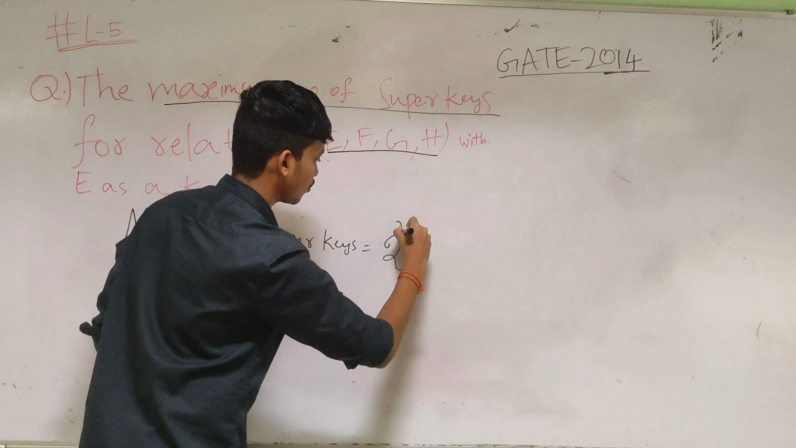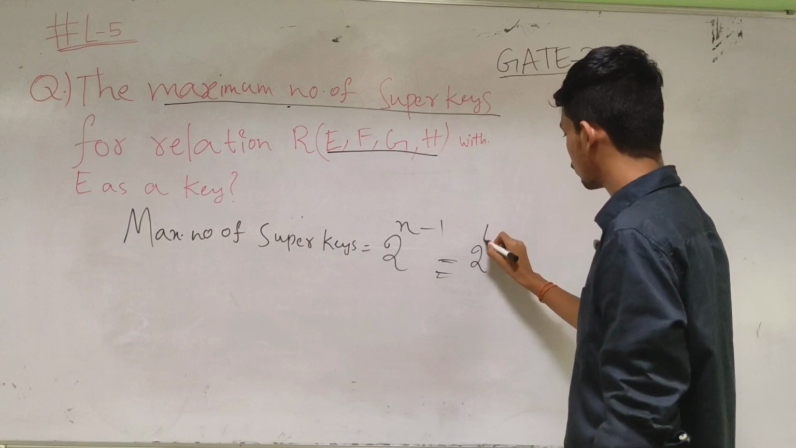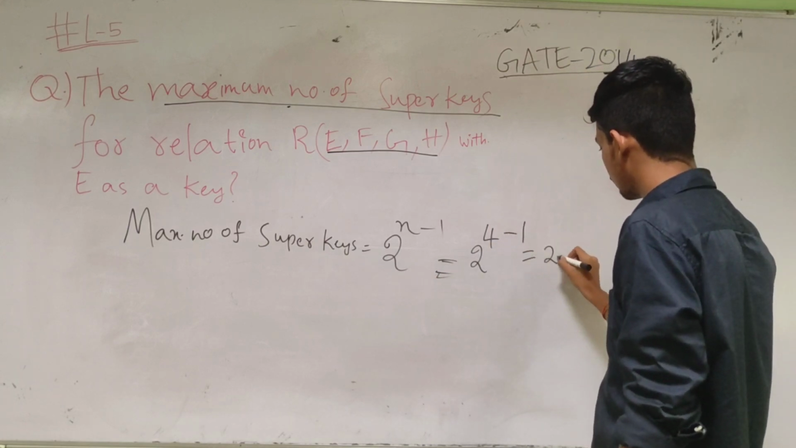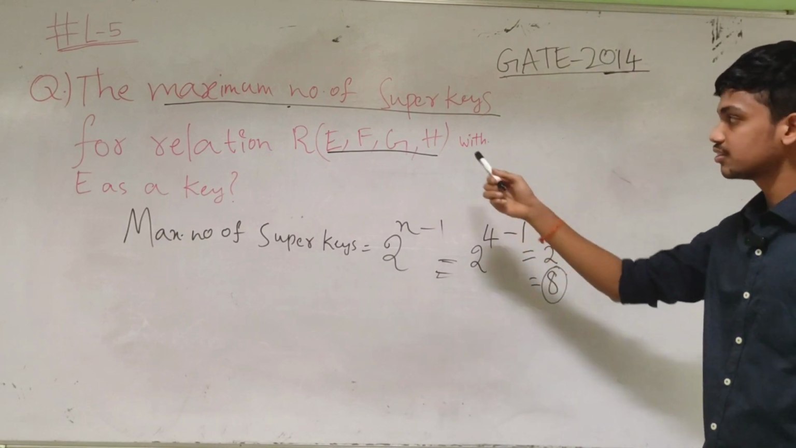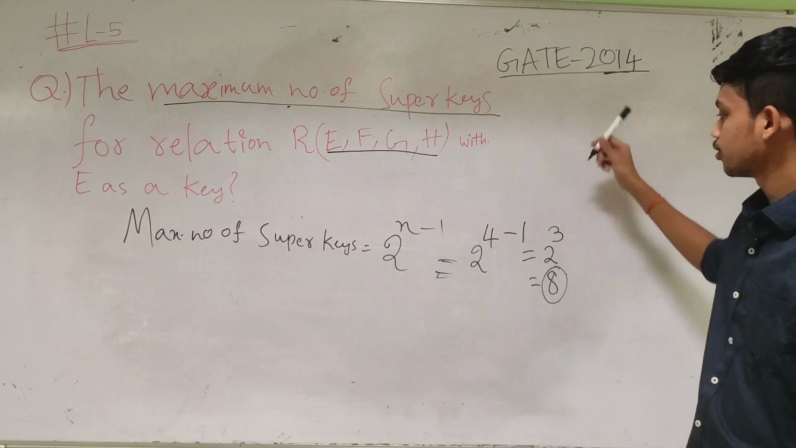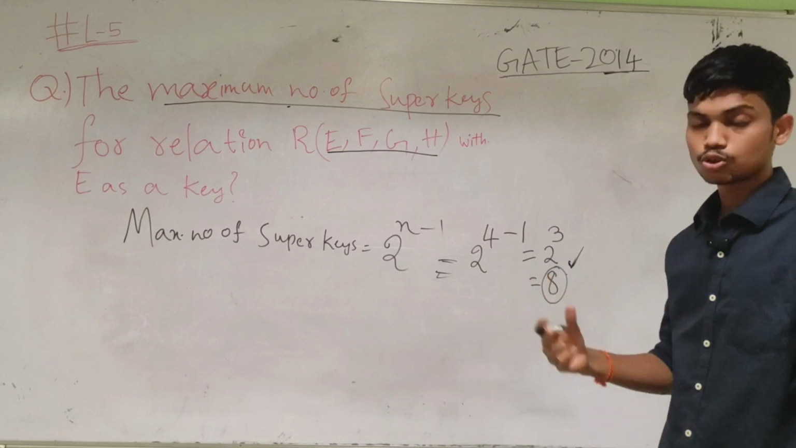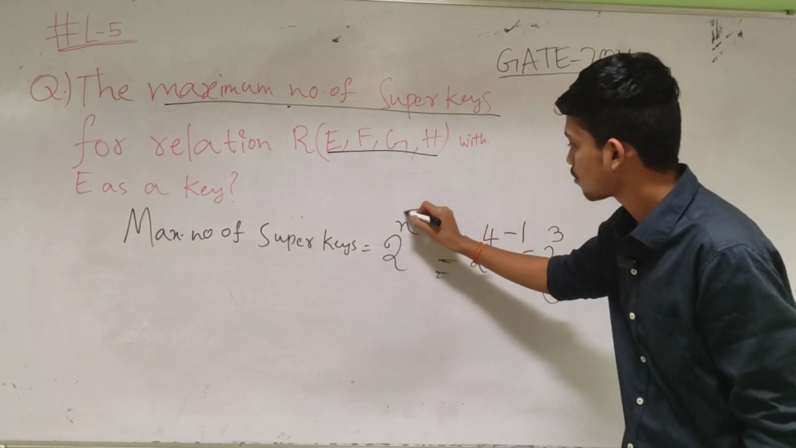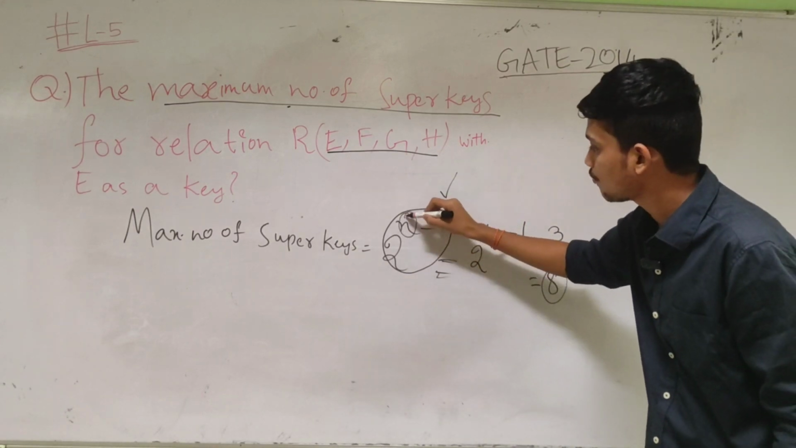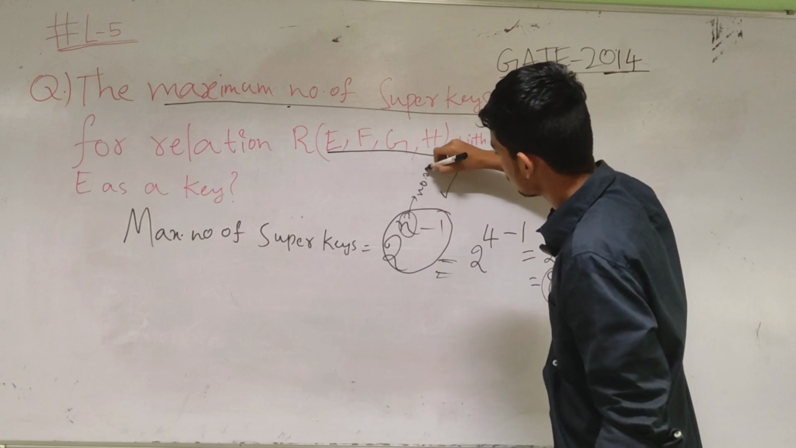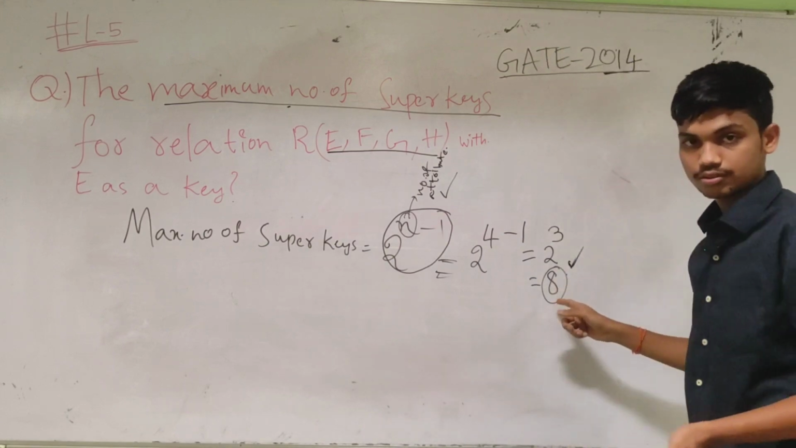So the maximum number of super keys is 2 to the power of n minus 1. Here, 2 to the power of 4 minus 1, that is 2 cube, that is 8. So 8 super keys are possible for this relation. That's all. This is a 2014 question, very simple. If you go with the normal approach, it will take so much time. Generally, you remember this formula, where n is the number of attributes, and you can solve this type of question. This is the answer.